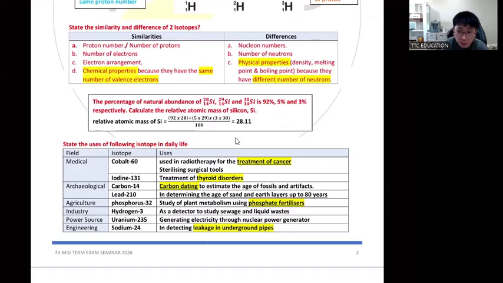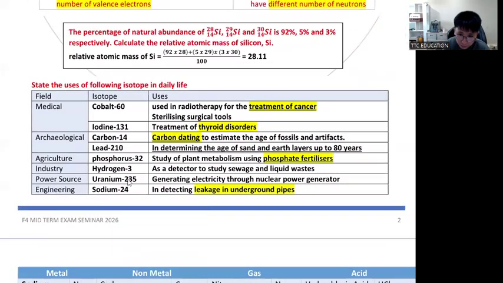But then in your isotope, guys, just to let you know, last year, because I go for SPM every year, last year SPM had one MCQ. They asked about a detector to study sewage and liquid waste. This one is very similar to this one, see, you look at hydrogen 3 and sodium 24. A lot of people say that detecting leakage in underground pipes uses sodium 24. But studying sewage is like a drain.